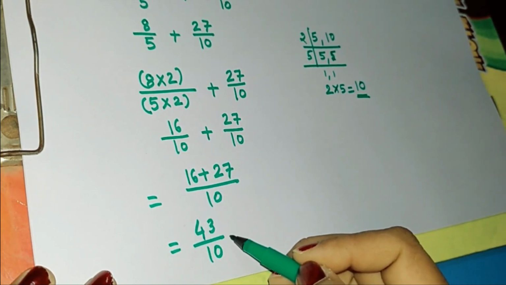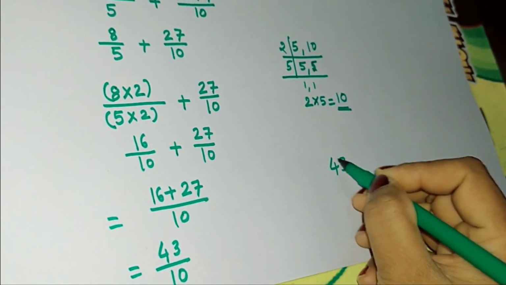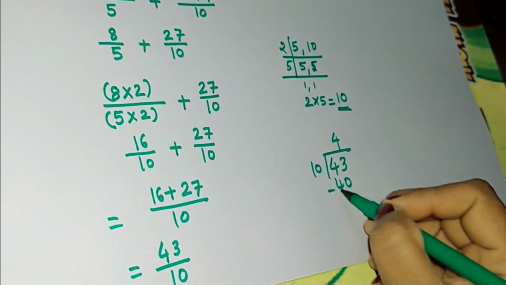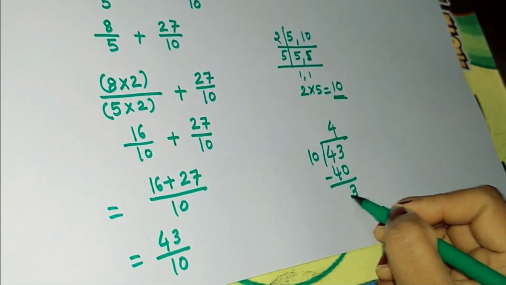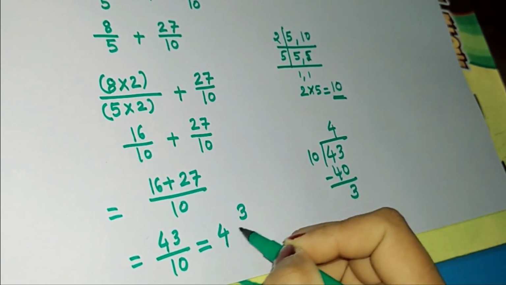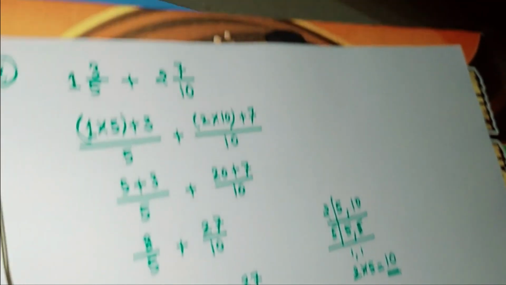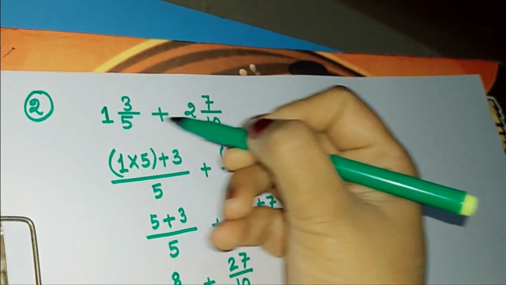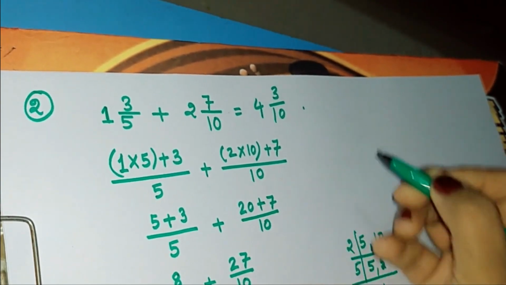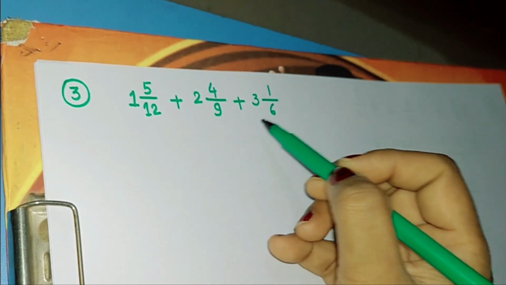This answer is in improper fraction. So first of all we need to convert this improper fraction into mixed fraction. So here 43 is divided by 10. 4 times 10 is 40. Here 43 minus 40 is 3. So here we will write this 4. Here we will write this 3 as numerator and this denominator as it is. So we can see that the answer for this 1 3 by 5 plus 2 7 by 10 is 4 3 by 10.